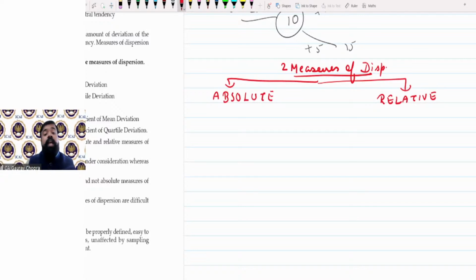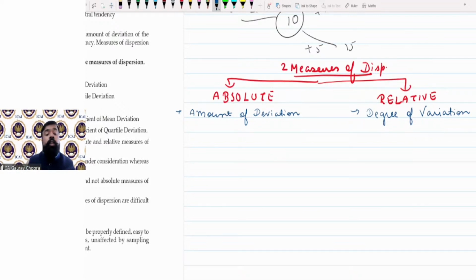Now what is the absolute measure of dispersion? Absolute means it shows amount of variation, it shows amount of deviation. Whereas relative measure shows degree of variation. Absolute measure shows amount of variation, whereas relative measure shows degree of variation.